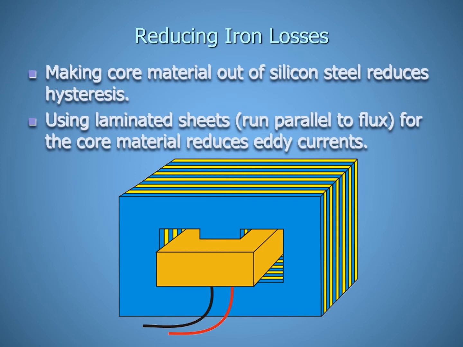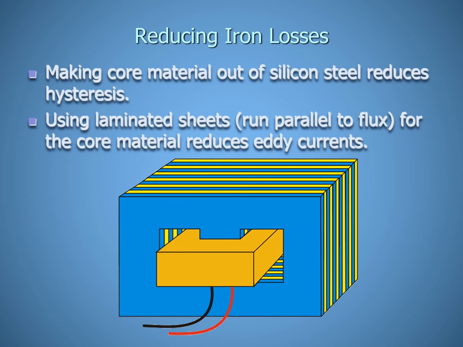Both eddy currents and hysteresis are what we call iron core losses. And they are called iron core losses because we typically see them inside the iron core of a transformer or a motor. There are ways that we can reduce the amount of loss that we have in these different systems.